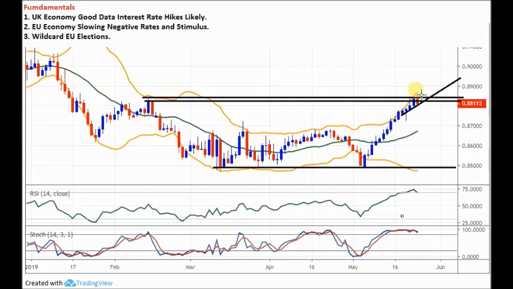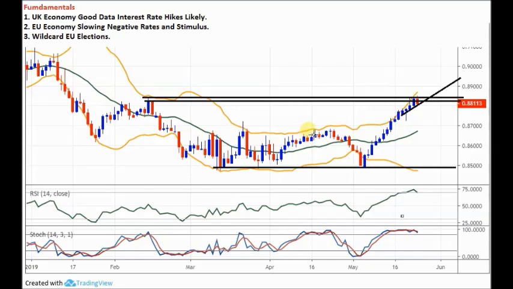Where would you put your stop? Put it back behind the outer Bollinger Band. For me, 88.80. So you've got a really good risk to reward here. It's 5 or 6 to 1. Obviously, if I reach my target, you've got to manage the trade as it goes.